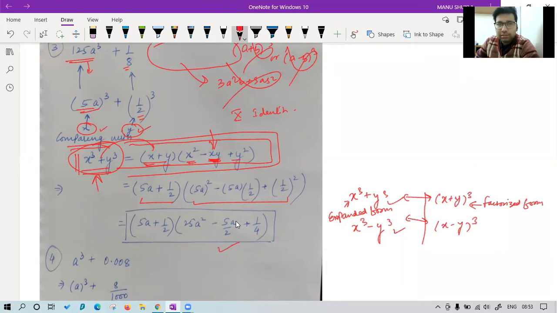This is, I think, the 9th identity that we have done. The 10th one is deleted by CBSE, that is x cube plus y cube plus z cube minus.